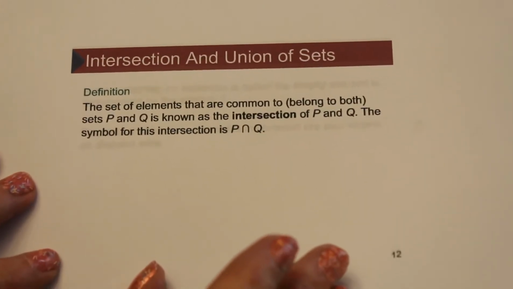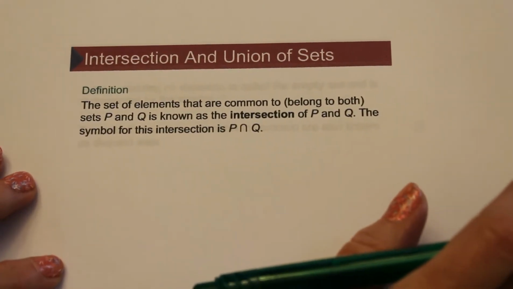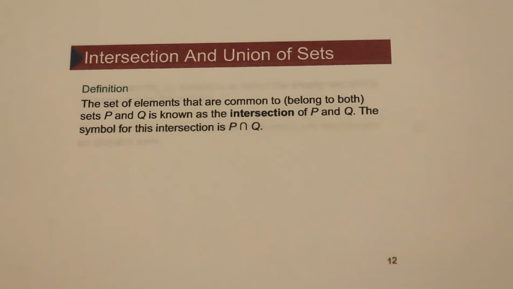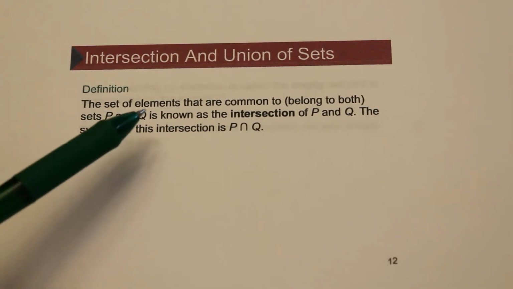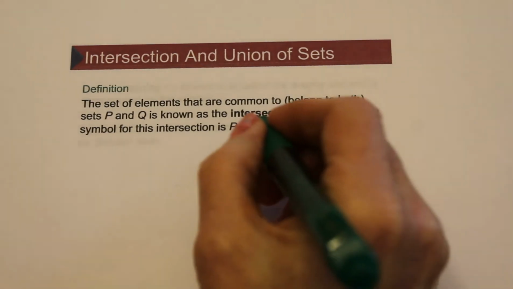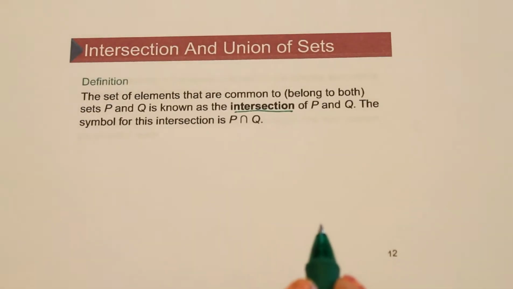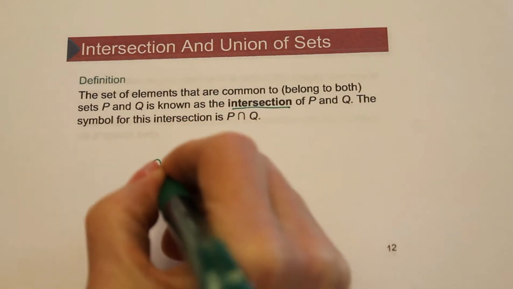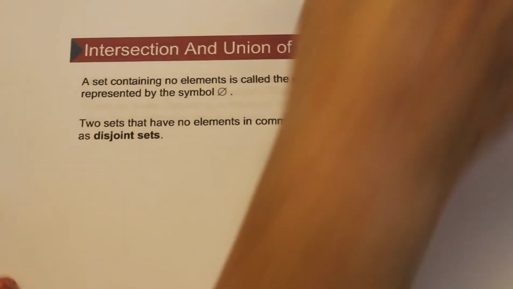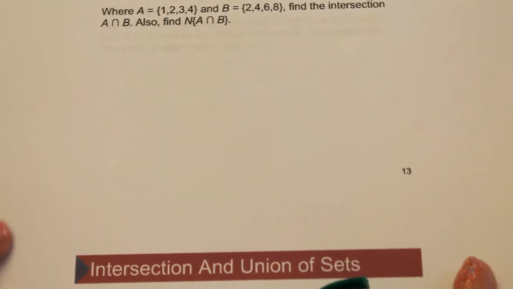All right, so now let's talk about something else regarding sets, and that's the intersection and union of sets. We know that sets are named with uppercase letters and sets contain elements. So if there are some elements that are common or belong to two different sets, that is considered the intersection of two sets, and that is the intersection symbol. So let's look at an example.